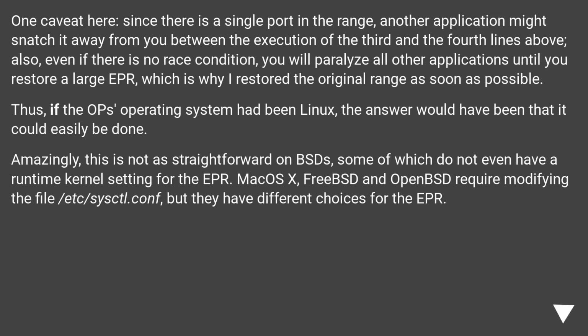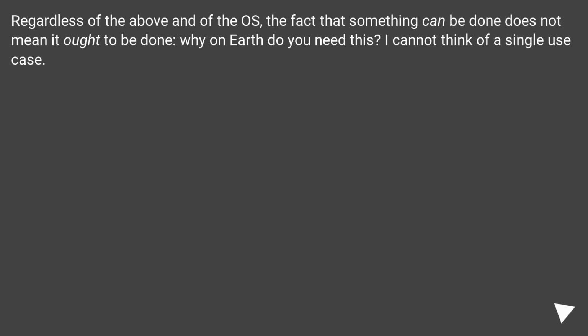Amazingly, this is not as straightforward on BSDs, some of which do not even have a runtime kernel setting for the IPRA. macOS X, FreeBSD and OpenBSD require modifying the file /etc/sysctl.conf, but they have different choices for the IPRA. Regardless of the above and of the OS, the fact that something can be done does not mean it ought to be done. Why on earth do you need this? I cannot think of a single use case.